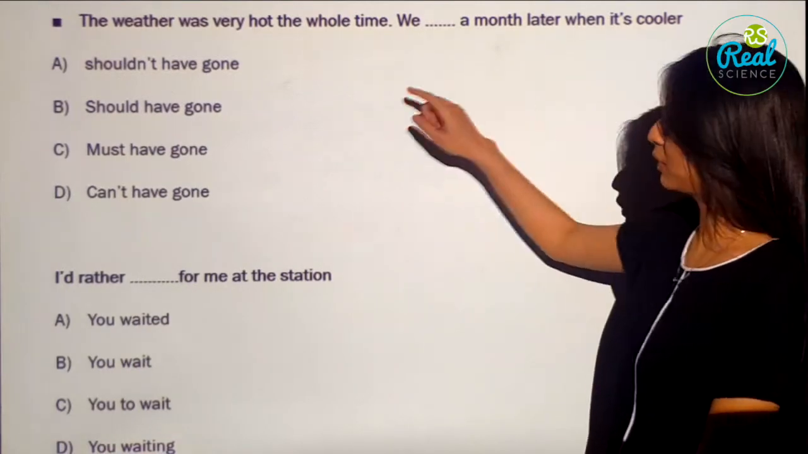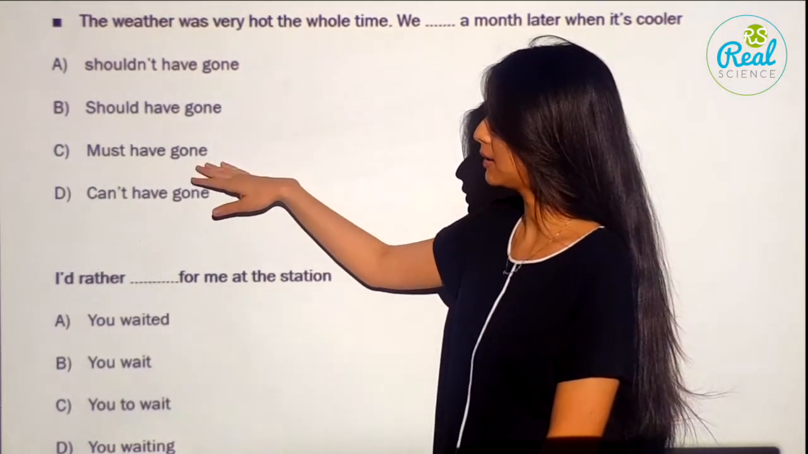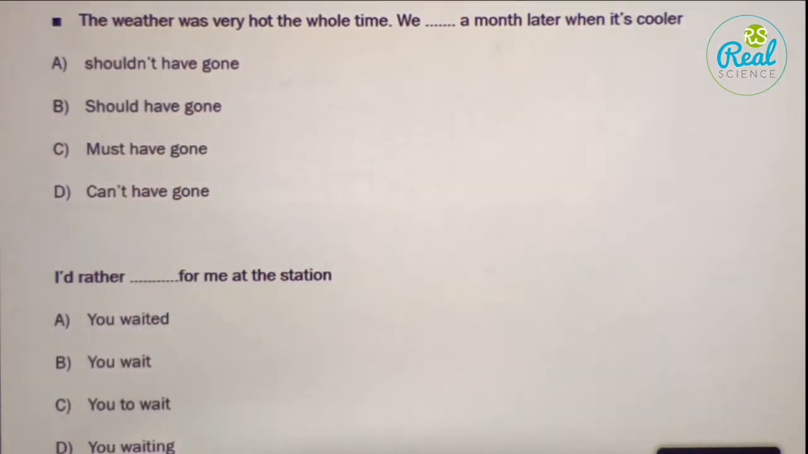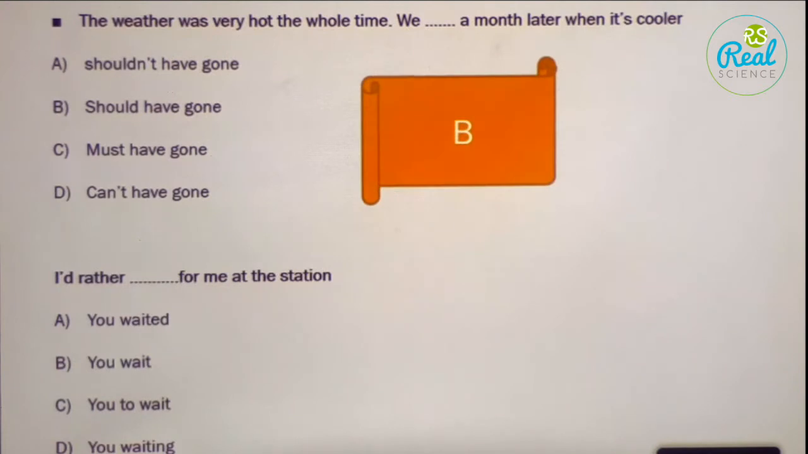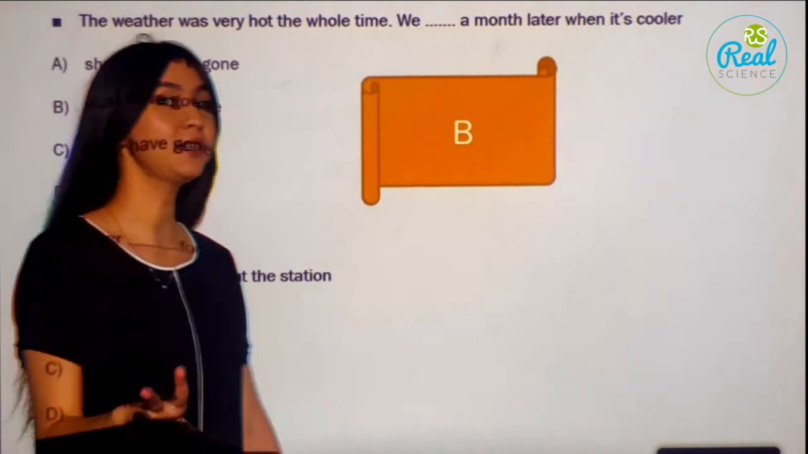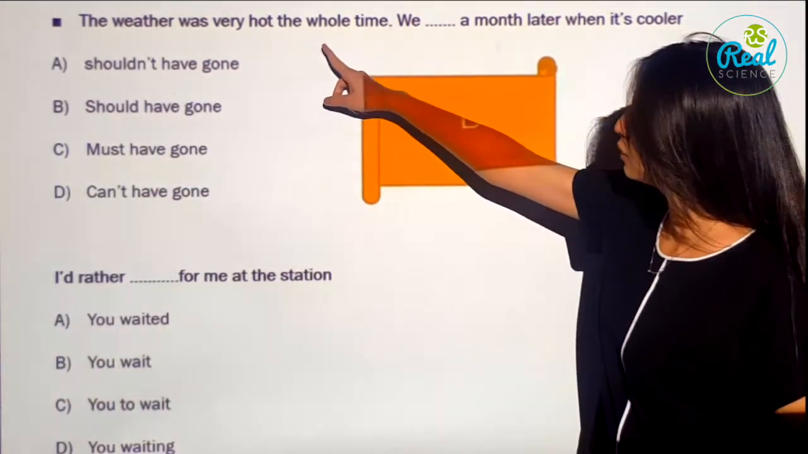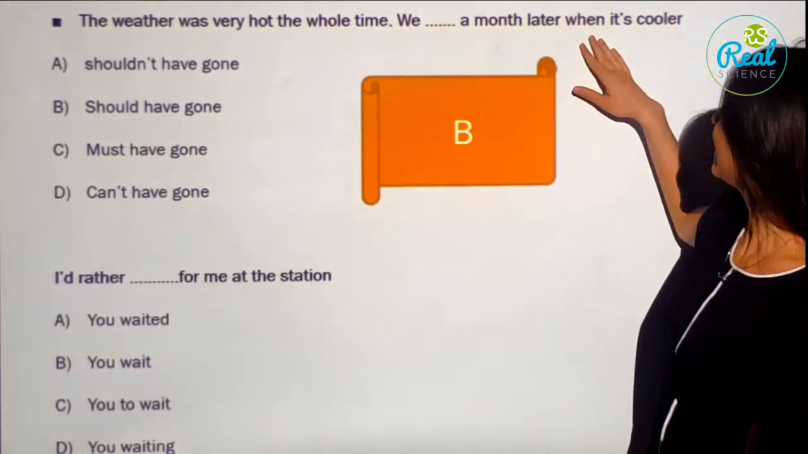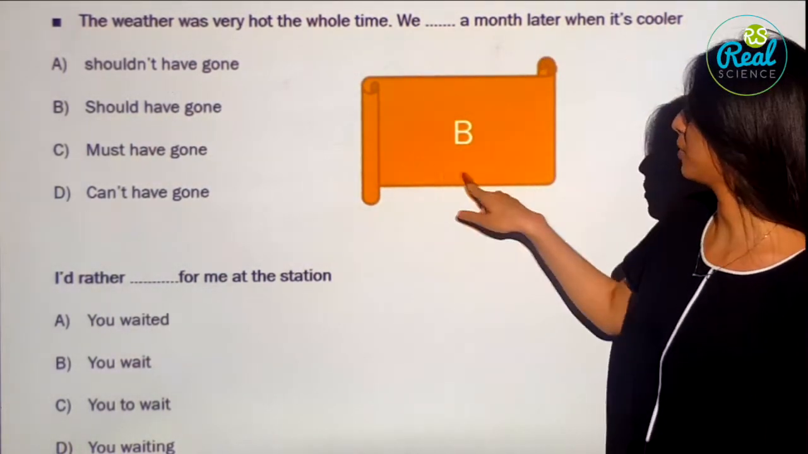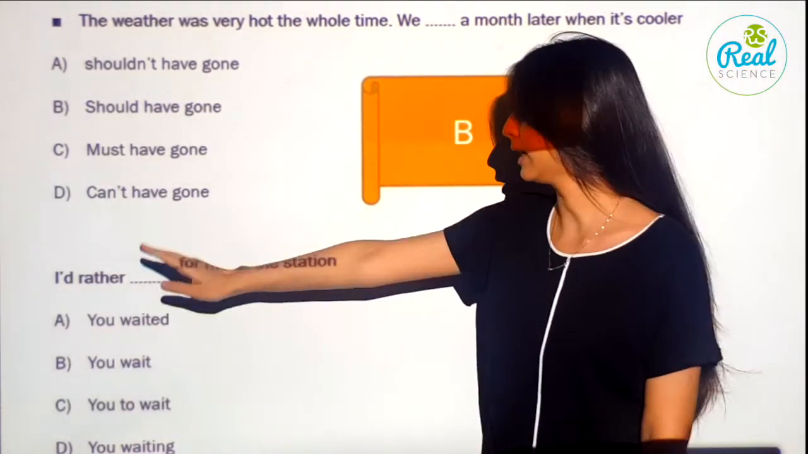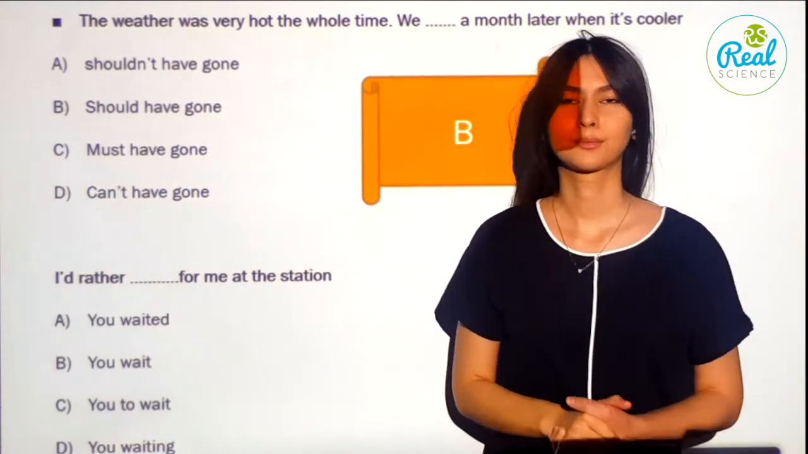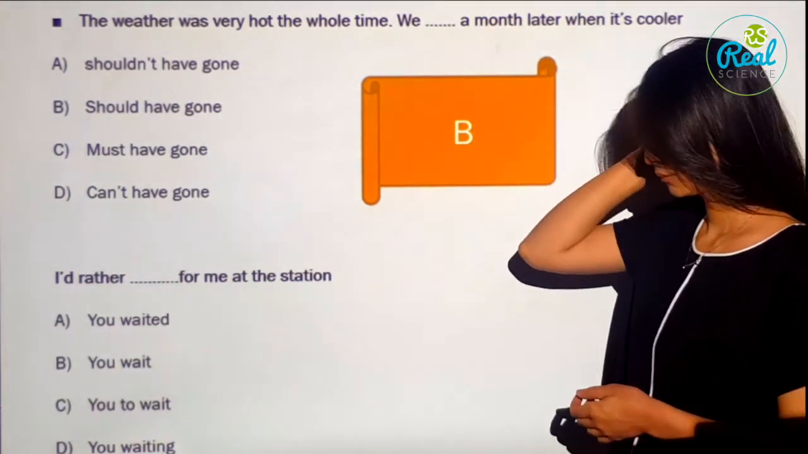A month later when it's cooler. So we have the option C, B, and D we also have. Okay, let's check. We should have. So B's are right. So the weather was very hot the whole time. We should have gone a month later when it's cooler. So the best option is B. Now look at the second one. I would rather you waited for me at the station.